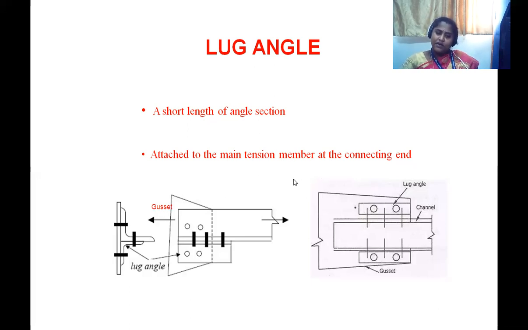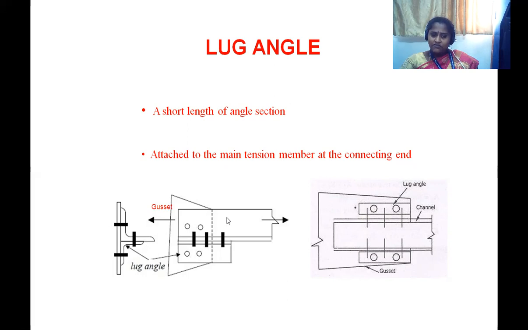So any member which is to be connected has to be designed properly. In the case of design, you have to decide the thickness of the gusset plate and the area of the gusset plate, which in turn gives the size of the gusset plate, and further the number of bolts required to transfer the force. And that is what we call a connection.